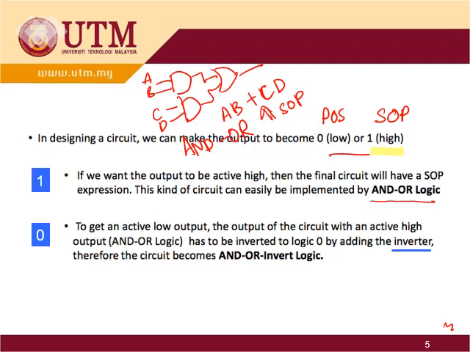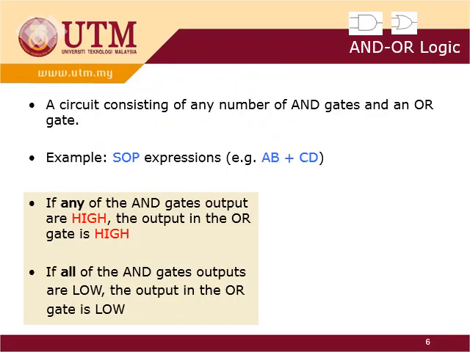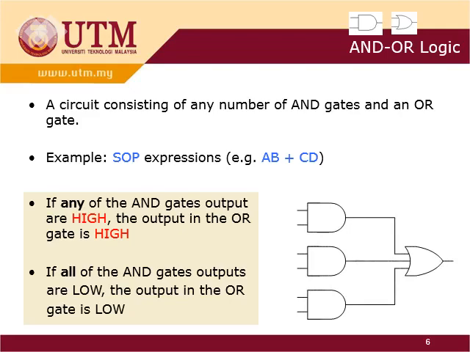However, there are times where we want to get an active low output. So what we're going to do is just include invert. Let's see how it's done. So this is an AND/OR logic gate. You have AND here, and then you have OR. So that is how we get the name AND/OR logic.